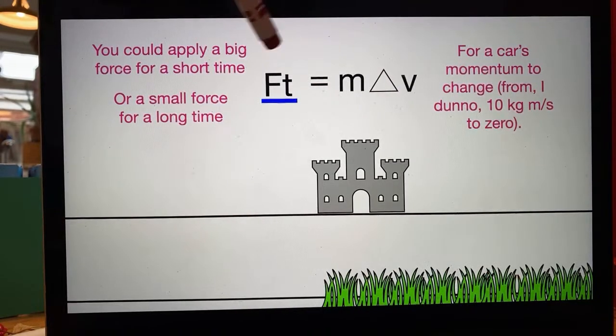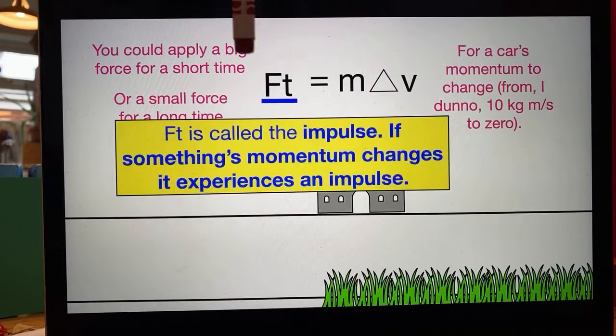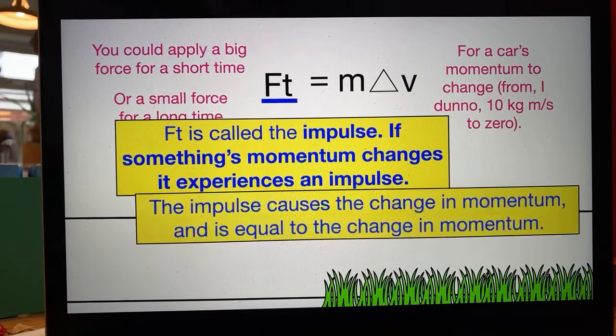So what Ft is, we know that m change in v is the thing's change in momentum. Say in this case it was from 10 to 0, so it'd be 10. Ft is called the impulse. If something's momentum changes, then it experiences an impulse, okay? Just like the elephant. Its momentum changed because it experienced a thing pushing on it for a certain amount of time. That is the impulse. The impulse makes the momentum change, and it's also equal to the change in momentum.